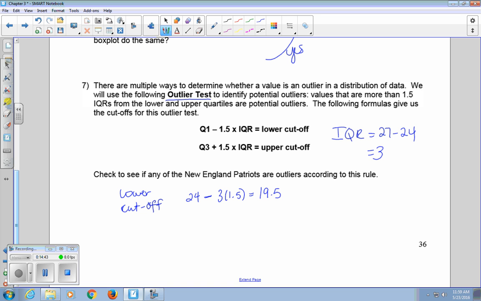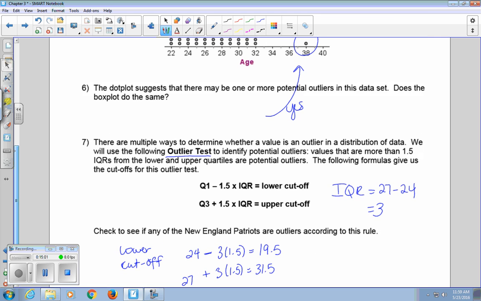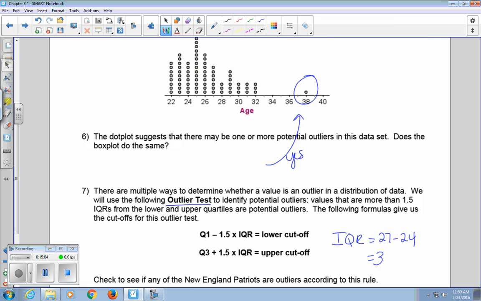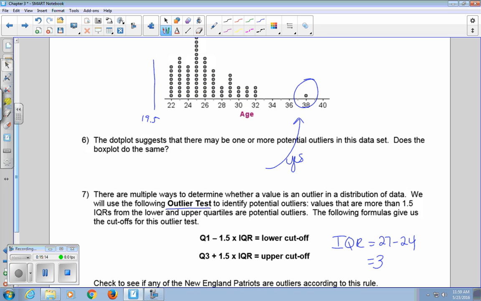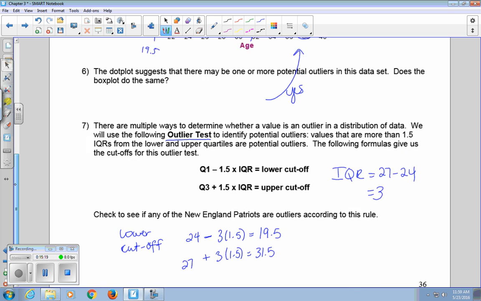And our upper cutoff, our Q3 plus 3 times 1.5, is equal to 31.5. And so now we are going to look at the data to see, does any of the data fall outside of those two cutoffs? None of the data is below the lower cutoff, 19.5. But we do have some data points that are above 31.5. In fact, we have a bunch. We have 4 data points that are above 31.5.